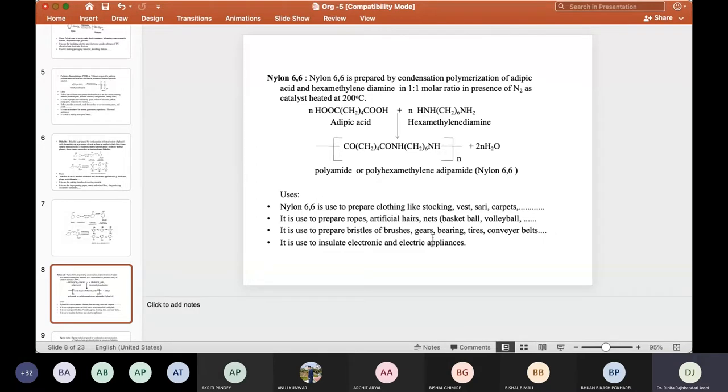Even gears and bearings, since it has self-lubricating properties, it is also used for preparing gears, bearings, tires. You have seen nylon tires; before it was rubber tires, now nylon tires have come. Conveyor belts as well. It is used to insulate electrical and electronic appliances and goods. So this is about nylon, its preparation and uses.